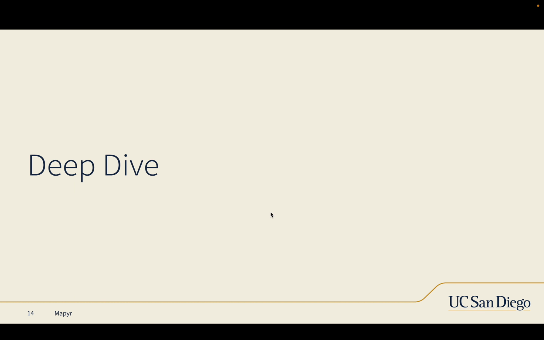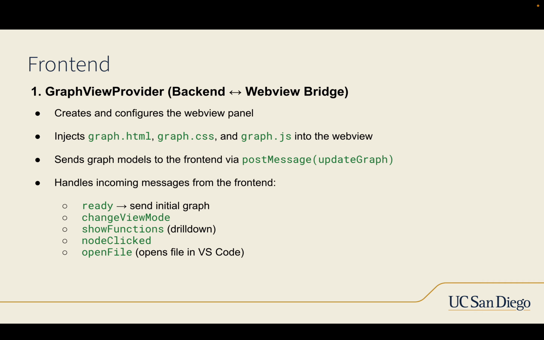So let's move on to the deep dive of our front end and the back end components. Now Mapper's entire user interface is built inside a VS Code web view. The graph view provider creates the web view, loads graph.html, CSS, and graph.js, and sends the initial graph data to the front end. Again, as I mentioned, it also listens for messages sent back from the web view, such as when the user changes mode or selects a file to drill down into.